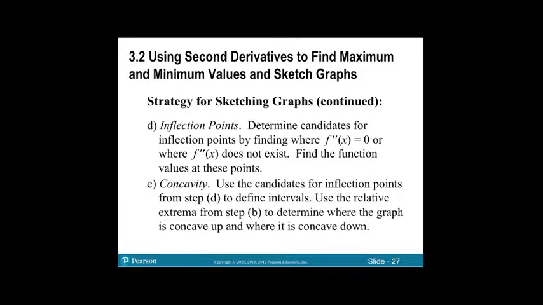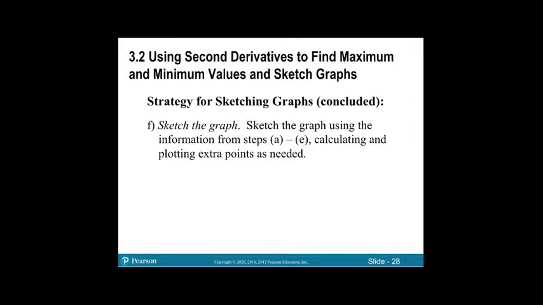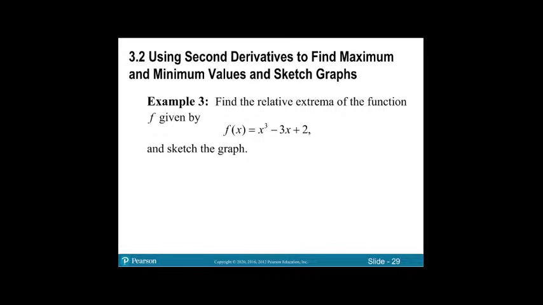Okay. And then sketch the graph, right? Let's try, hopefully we can get a couple of these in. Find the relative extrema given by this and sketch the graph. So first thing again that I would do is look at your derivatives. Let me just make a note, derivatives. If we look at f prime, that's going to be 3x squared minus 3. If we look at f double prime, it's going to be 6x.